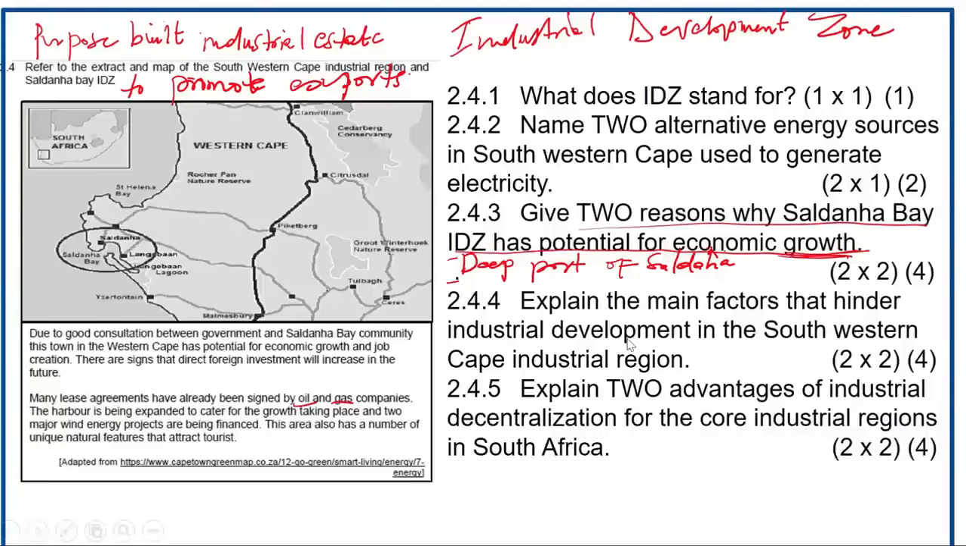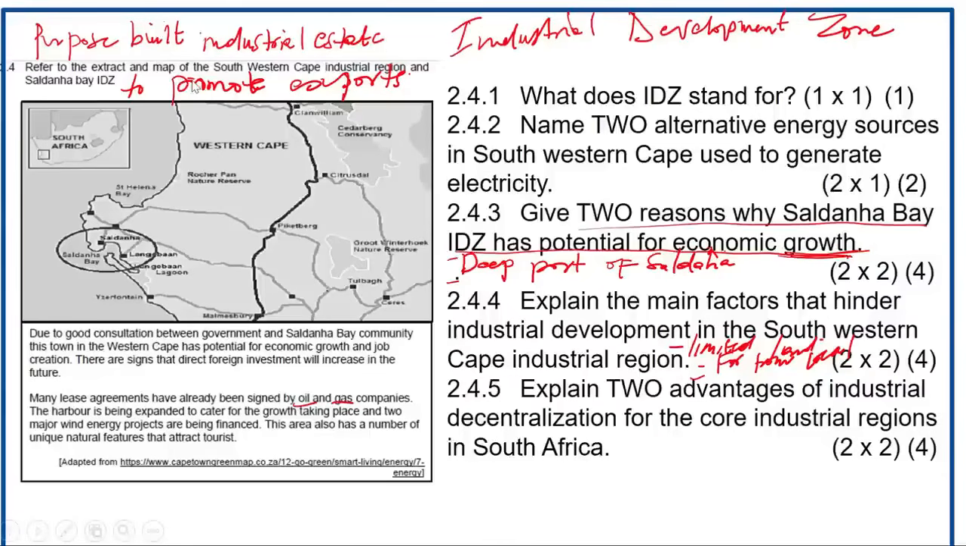Explain the main factors that hinder industrial development in the Southwestern Cape Industrial Region. So what are those factors? Number one, you did these factors. You said there is limited land for expansion. And then it is far from the local market. Because it is in the Western Cape, it is far from the local market. You can imagine people from Gauteng, how long they will travel to go there. People from Northwest, from Mpumalanga, from all other provinces, how long they will travel to go there.